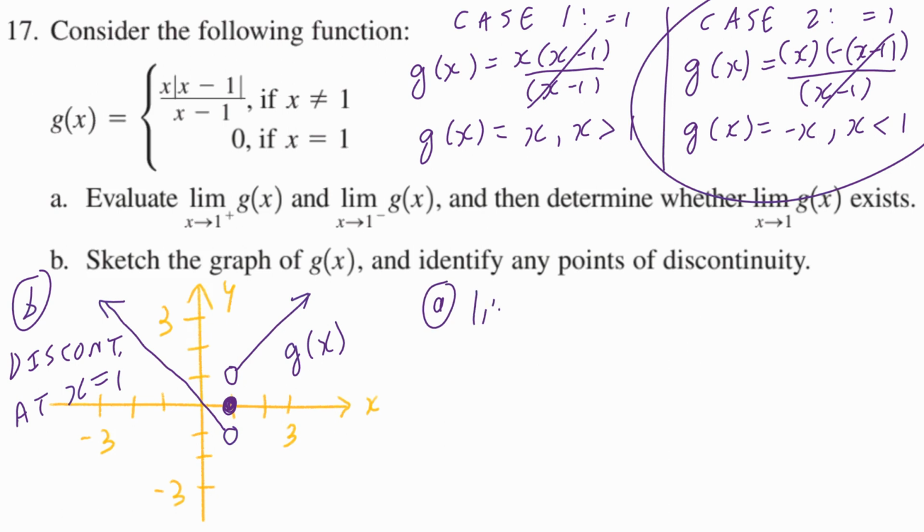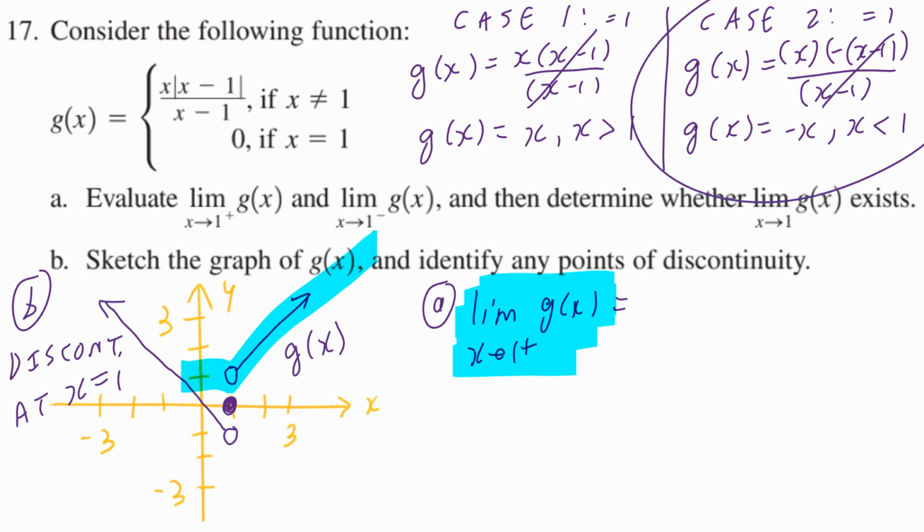In part A, they're asking what is the limit of g of x as x is approaching 1 from the positive side. So in a different color, I'm taking my right hand and tracing this function, and I'm asking myself, what is the corresponding y value? Remember in limits, you're not there, you're almost there. So in this case, the right limit is going to be 1. Likewise, for the limit of g of x as x is approaching 1 from the negative side, let's use a different color. You can take your left hand, trace the function, find the corresponding y value, and it's going to be negative 1.